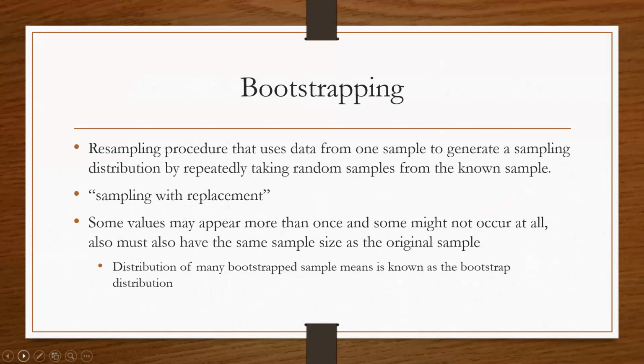So bootstrapping is a resampling procedure that uses data from one sample to generate a sampling distribution by repeatedly taking random samples from a known sample. It's also known as sampling with replacement. One thing to always be aware of is that some values may appear more than once and some might not occur at all. Whatever sampling distributions you make using a bootstrap also have to have the same sample size as the original. And then the distribution of the sample means is known as the bootstrap distribution.